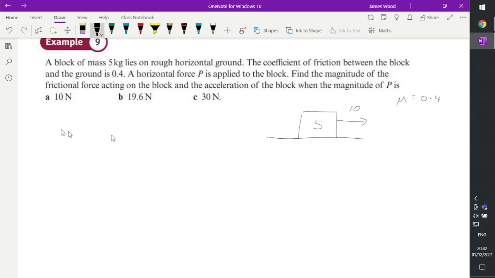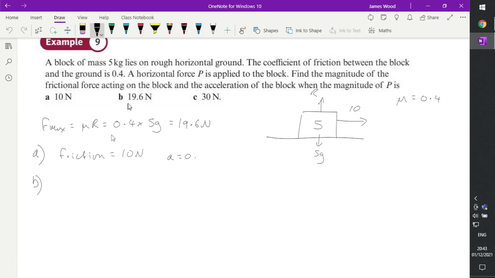So first of all, when it's 10 newtons. So let's calculate the maximum friction. It's going to be mu times R, so that's going to be 0.4 times 5g, because R in this case is equal and opposite to 5g. That won't always be the case because you might have an external force which is acting vertically, but here we don't. So that's 19.6 newtons. So if this is the case, in part A, if the applied force is 10 and the maximum friction available is 19.6, friction is just going to be 10 newtons as well. So it will just act to stop it. And a will be 0.